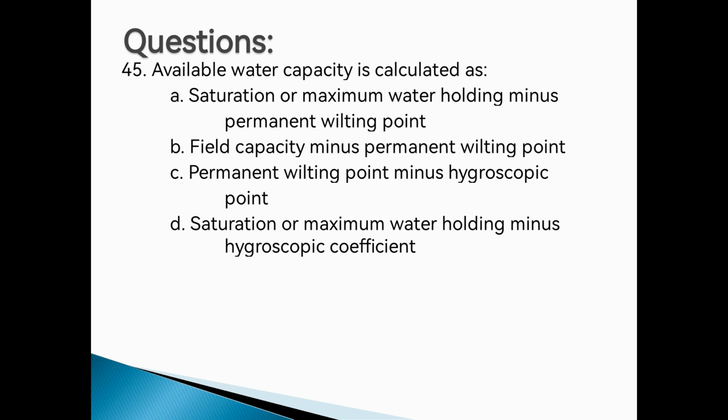Number 45. Available water capacity is calculated as A. Saturation or maximum water holding minus permanent wilting point. B. Field capacity minus permanent wilting point. C. Permanent wilting point minus hygroscopic point. D. Saturation or maximum water holding minus hygroscopic coefficient. The correct answer is B. Field capacity minus permanent wilting point.